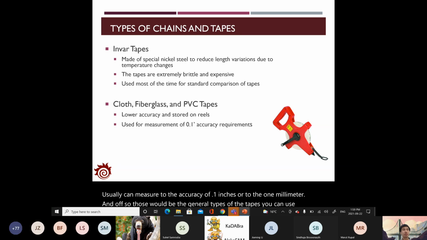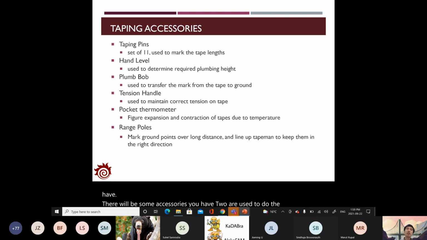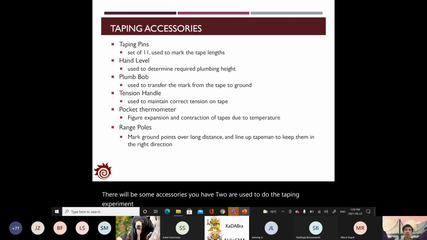Also, there will be some accessories you have to use to do the taping experiment, but not all of them will be necessary for the experiment. The first one would be the taping pin. It usually comes in a set of 11, and you can place the taping pin at locations along the line where you want to do the measurement. This is usually applied to mark the tape length, like you can set one at every 10 meters.